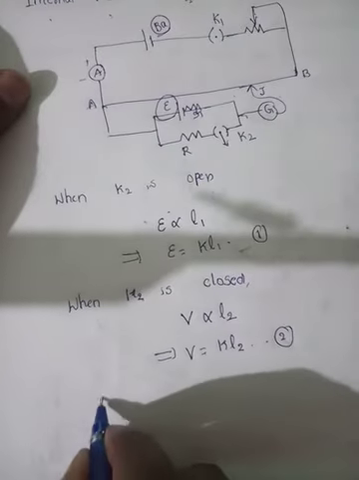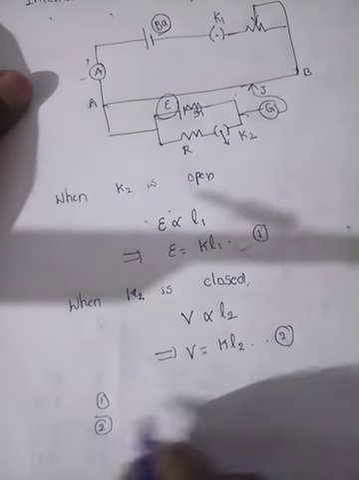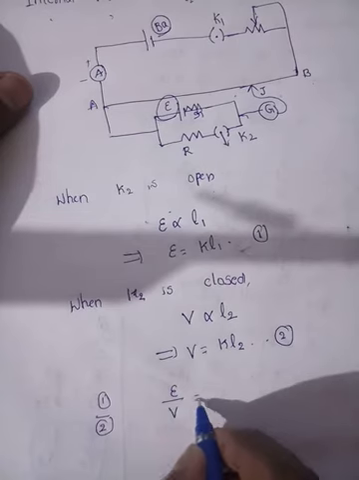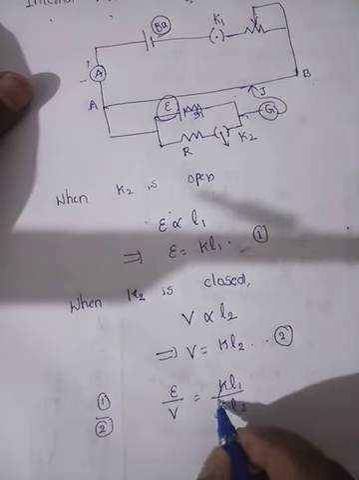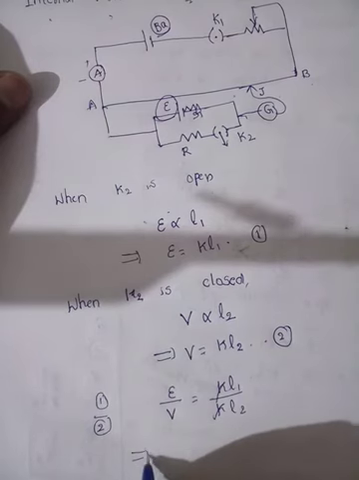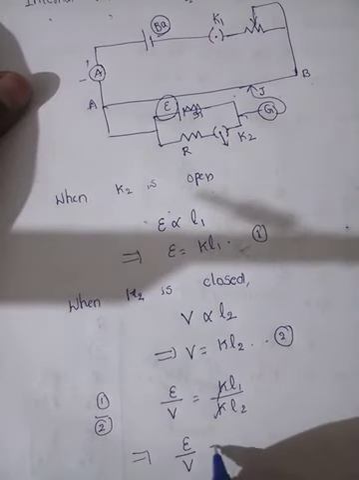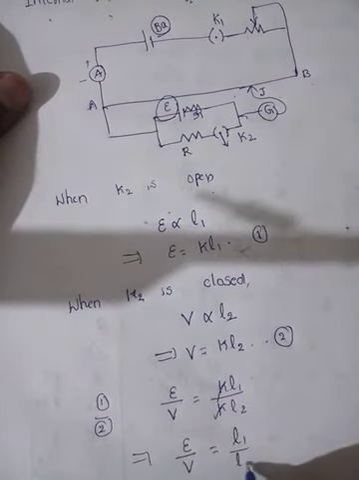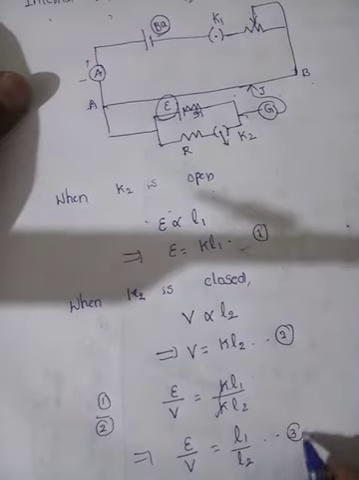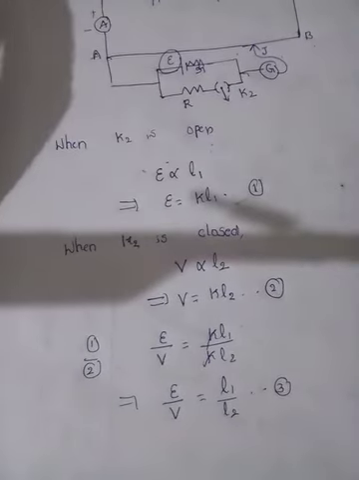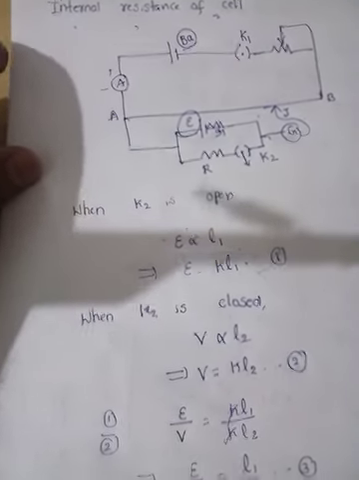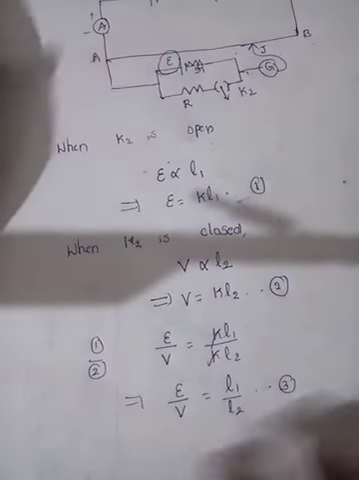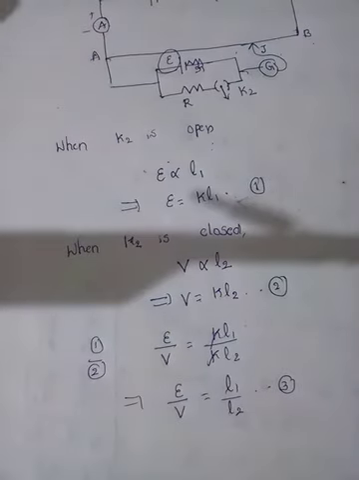Now we are going to divide these two equations. That is, E by V is equal to KL1 by KL2. K cancels. So we get E by V is equal to L1 by L2. But this is not the desired value that we require. What we actually want is the internal resistance of a cell, and here internal resistance is not there.